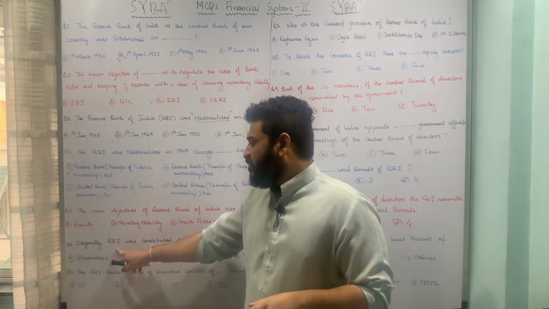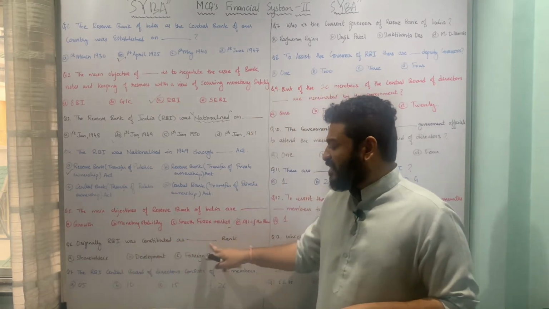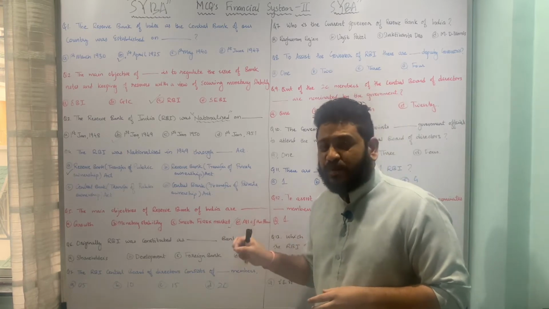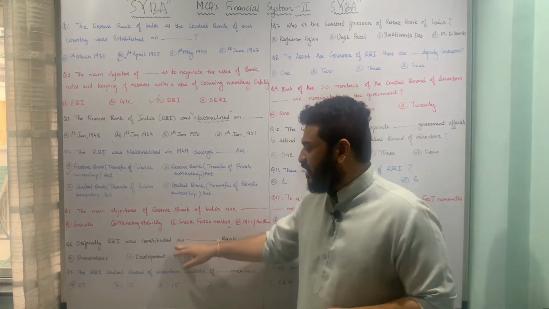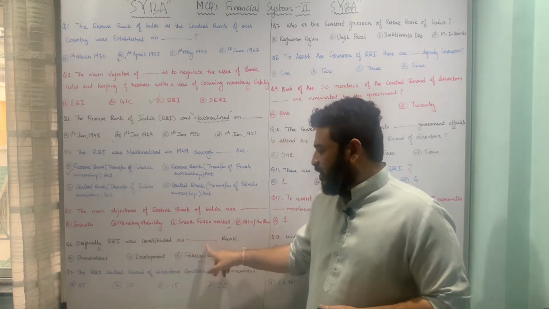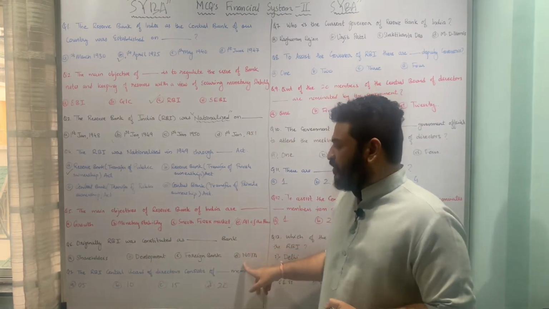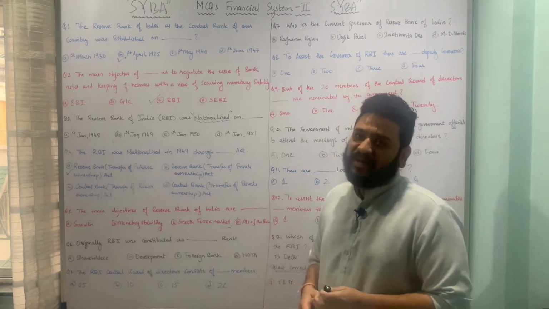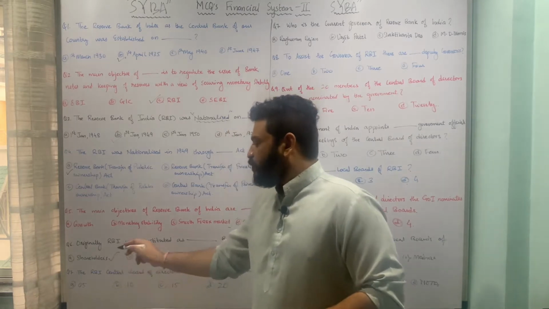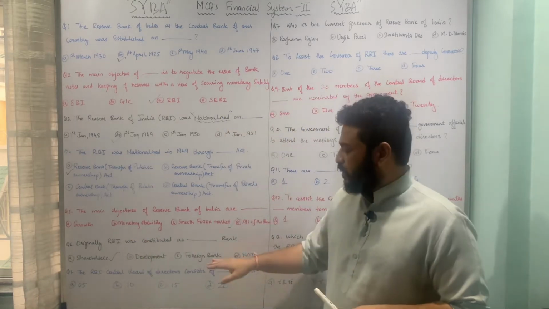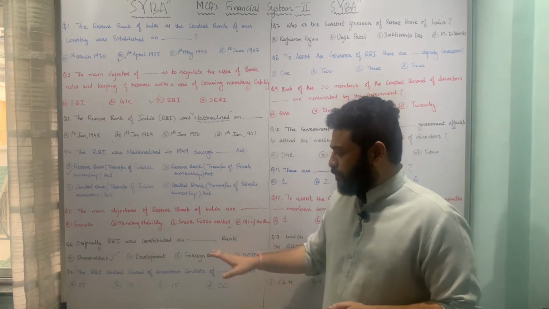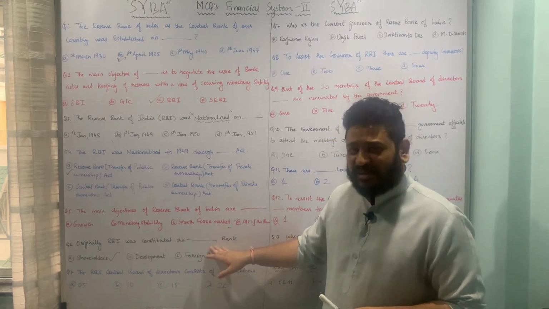Originally, the Reserve Bank of India was constituted as dash bank: a shareholders bank, a development bank, a foreign bank, or none of the above? So here, originally the Reserve Bank of India was constituted as a shareholders bank, and therefore option A is the correct answer to this particular question. It was originally constituted as a shareholders bank. Okay, so I hope this question is clear.